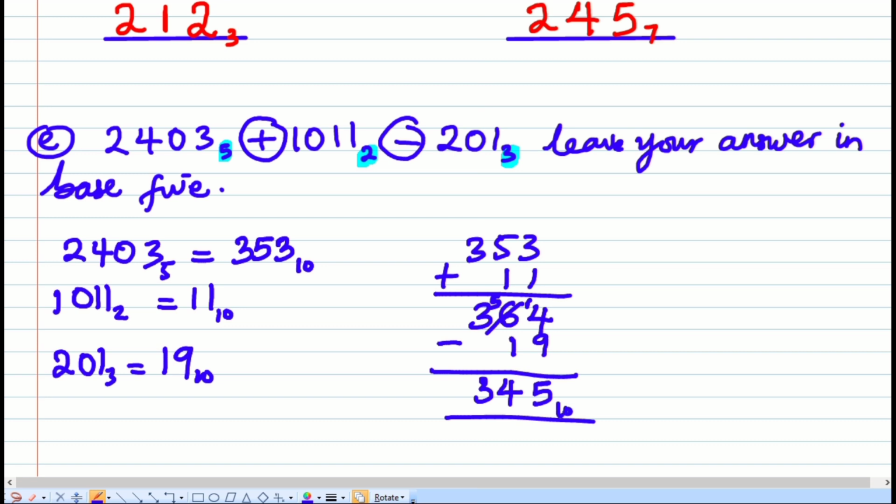Well, this is not our final answer because we are asked to leave our answer in base 5. So we need to now change it back to base 5. That's the last step. We now have to convert 345 base 10 to base 5. How to do that is simple. We need to divide it by 5, which is the base. So let's do the division, writing down the remainder each time, don't forget.